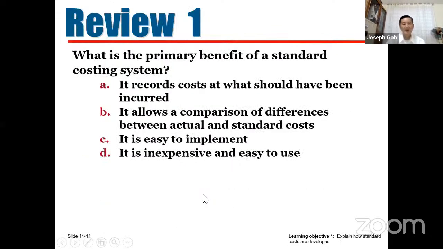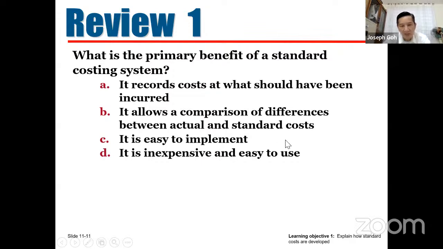Okay. What is the primary benefit of a standard costing system? After we spend so much time to set the standard costing, what is the main advantage? First option: it records cost at what should have been incurred. That is not the actual costing; it records cost at what should have been incurred. It allows a comparison of differences between actual and standard cost. That means always compare actual versus the standard cost.